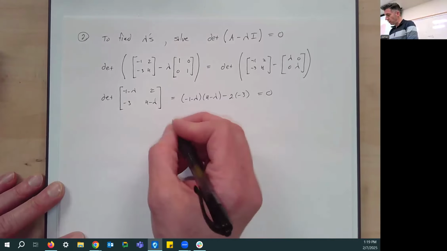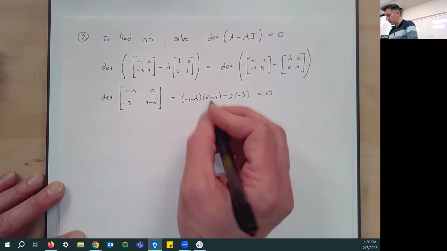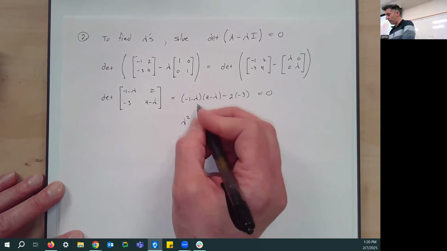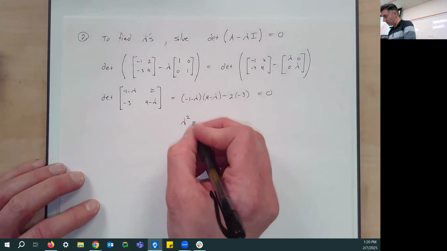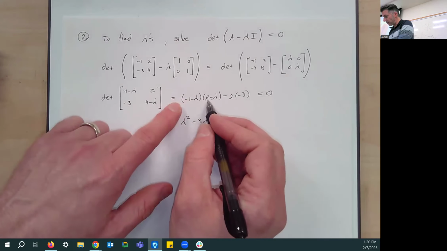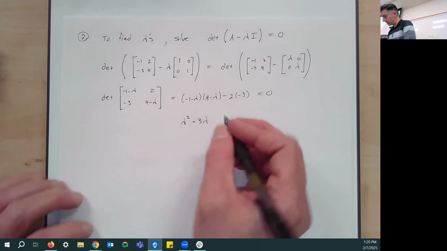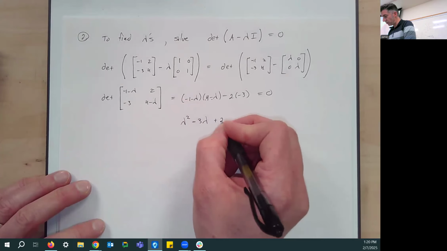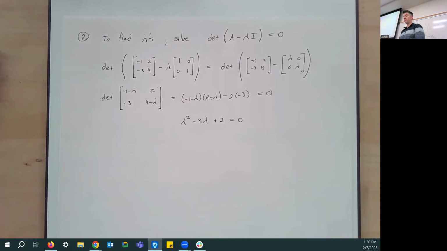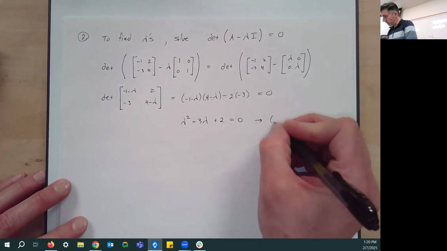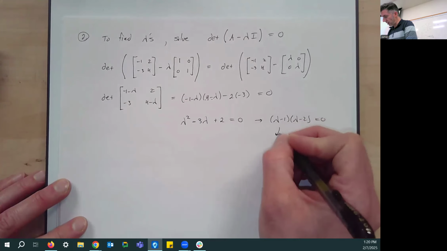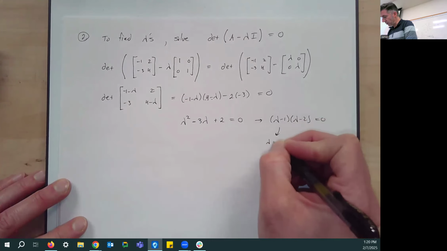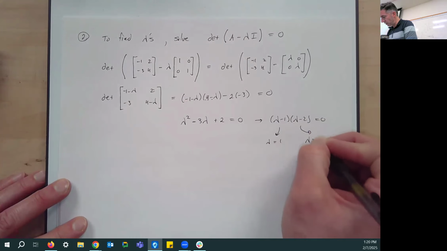So solving this one though, negative lambda times negative lambda is positive lambda squared. I have a -4 lambda plus lambda, which is a -3 lambda. And then I have a -4 plus 6, that's going to be a +2, equal to 0. This does factor. It factors as (lambda - 1) times (lambda - 2) equal to 0. So we get two eigenvalues, lambda equal to 1, lambda equal to 2.